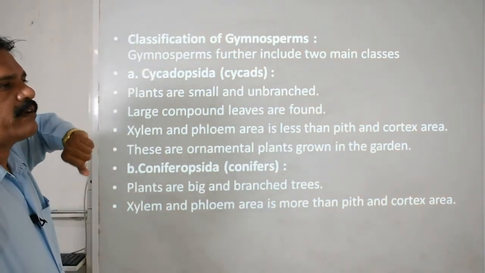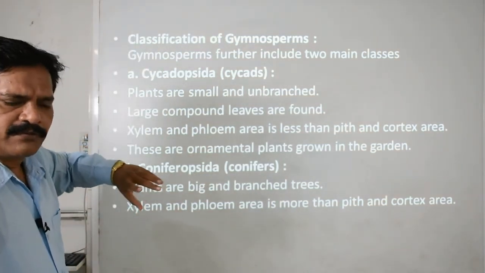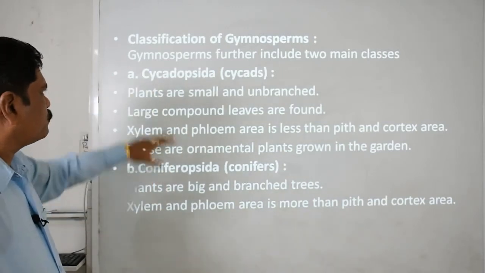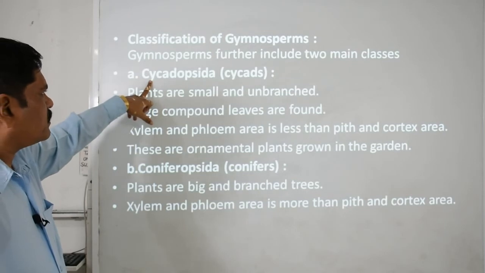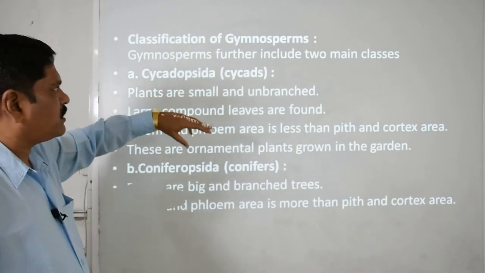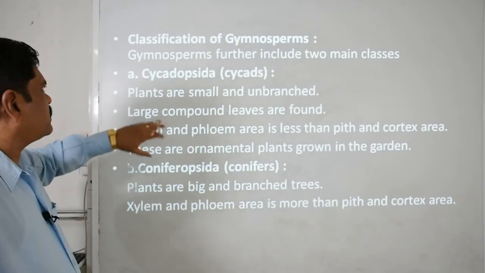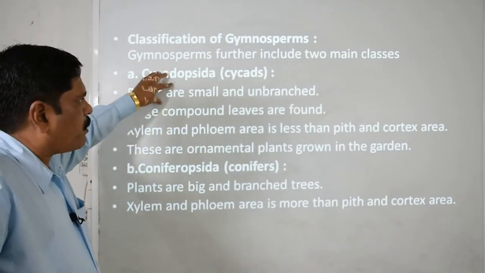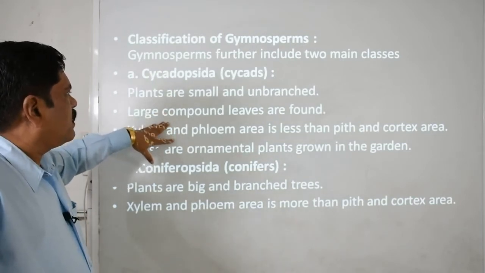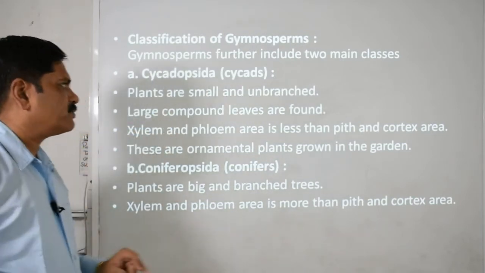It is mainly divided into two classes, and some of the scientists may also divide it into four classes too, but here we are considering this one. The Cycadopsida. Okay, this Cycadopsida is also called the cycads. The plant body is small and unbranched in nature, remember. Okay, and the large compound leaves are found there.